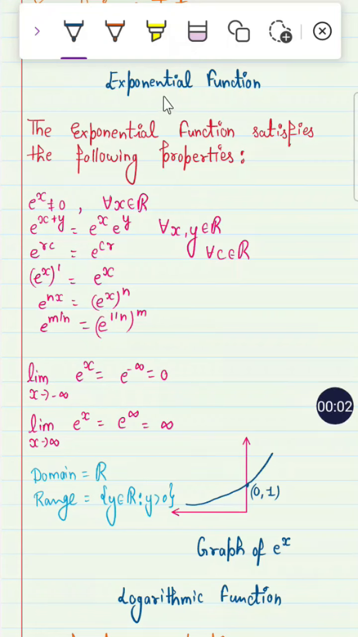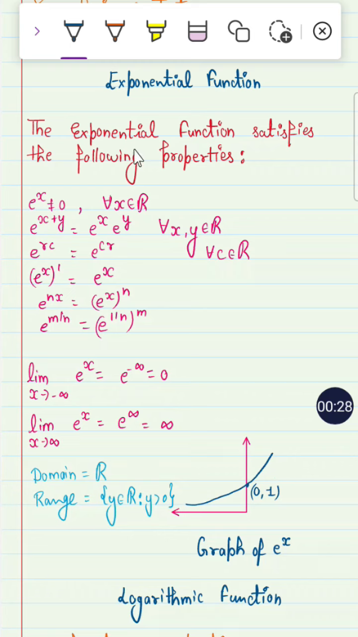Today we have discussed the exponential function and the logarithm function, right? What is the exponential function? We know the exponential function, but today we discuss that the domain of the exponential function is the real line, and the range of the exponential function is y in R such that y is greater than 0, right? The graph of e power x is greater than 0, right?